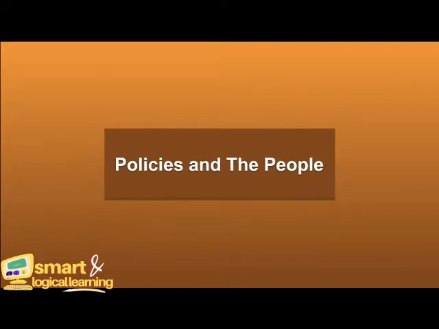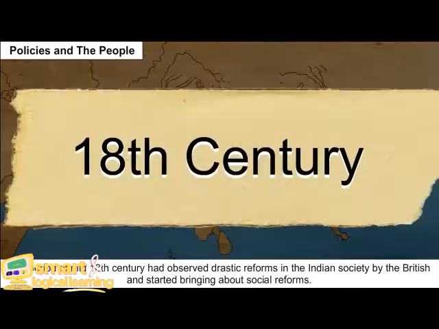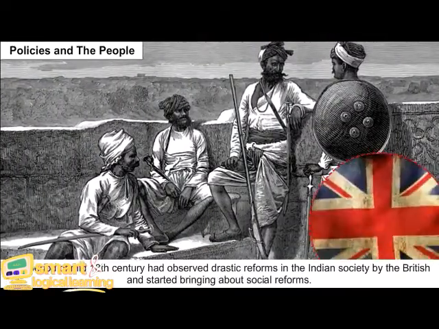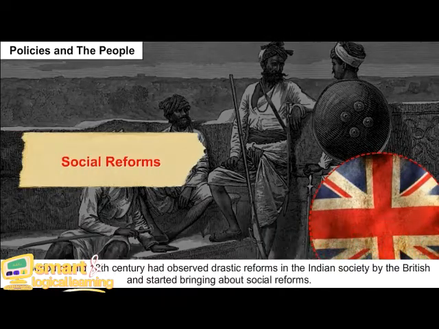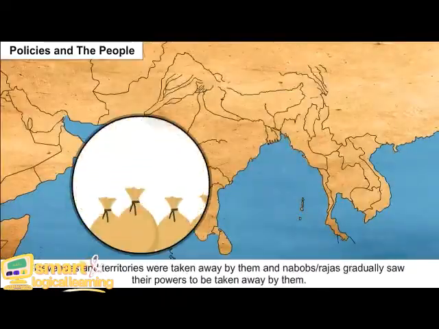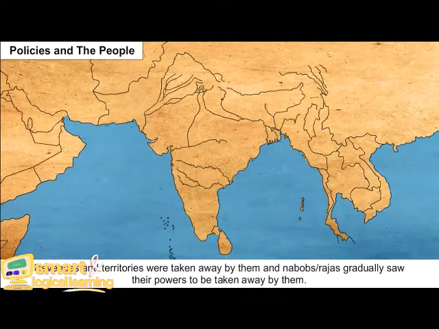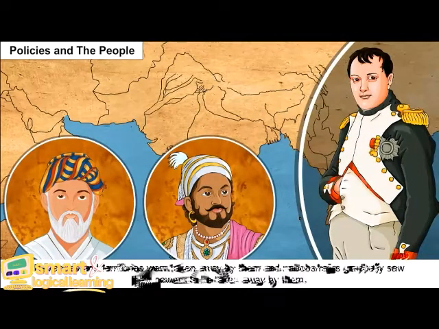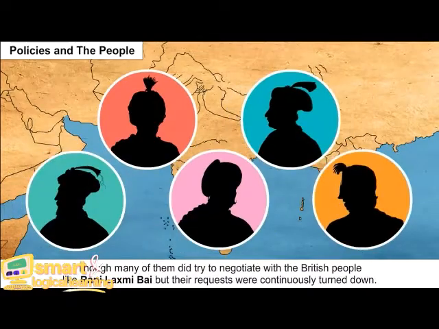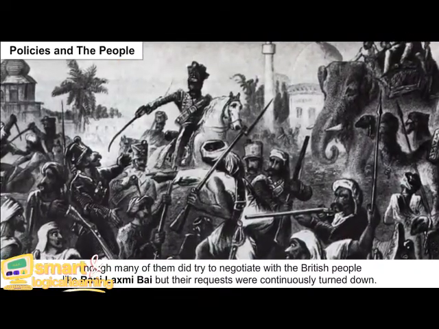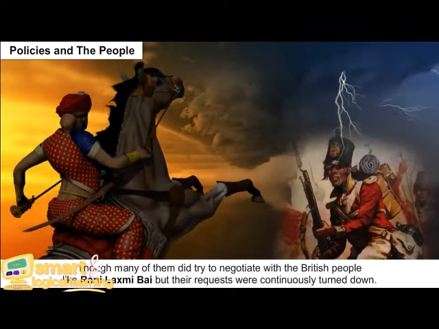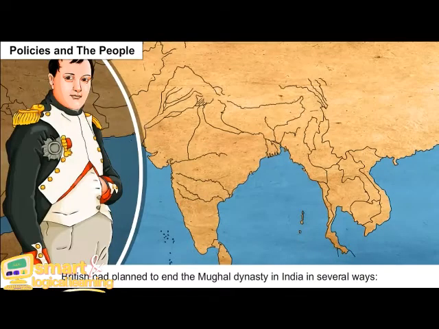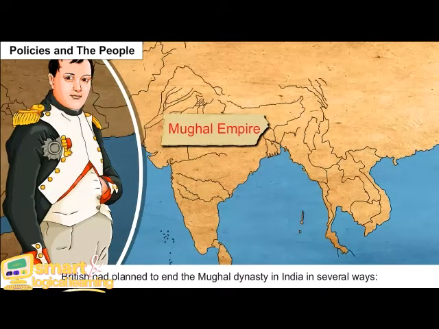Policies and the people. The mid-18th century had observed drastic reforms in Indian society by the British, who started bringing about social reforms. Revenues and territories were taken away by them, and Nawabs or Rajas gradually saw their powers taken away. Though many of them, like Rani Lakshmibai, did try to negotiate with the British, their requests were continuously turned down. The British had planned to end the Mughal dynasty in India in several ways.